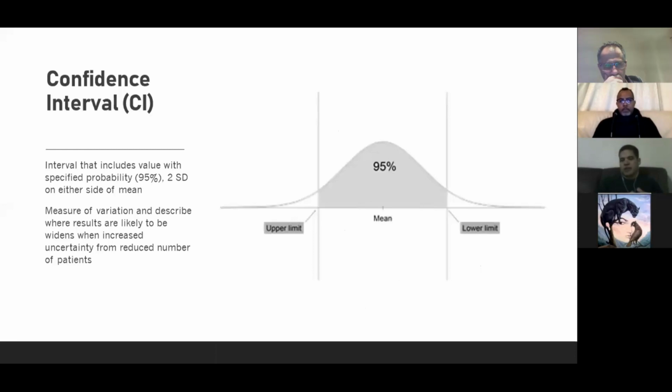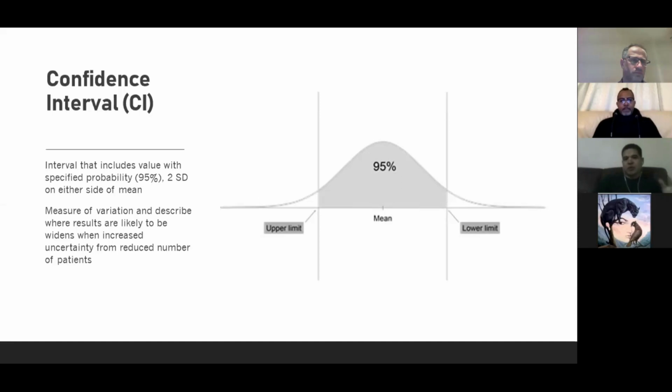The confidence interval includes only 95%, which is 2 standard deviations on each side of the mean, and that is a confidence interval. So it is the interval that includes values with a probability of 95%, or 2 standard deviations.